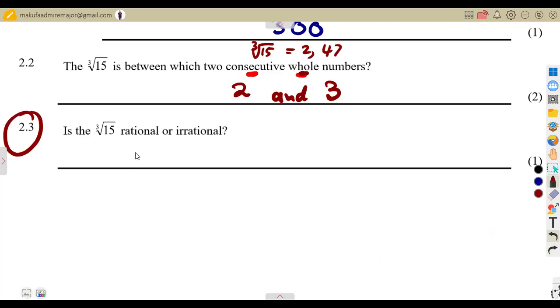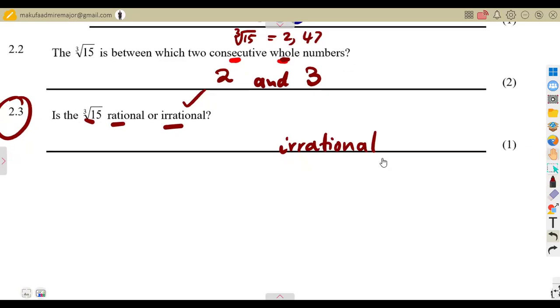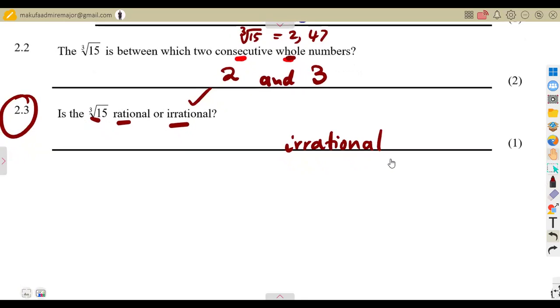Then 2.3, is this cube root of 15 rational or irrational? A rational number is one that can be expressed as a fraction where a and b are integers, whole numbers. But this is not it. 2,47 and so on. So it is an irrational number. That is what you're supposed to have on 2.2.